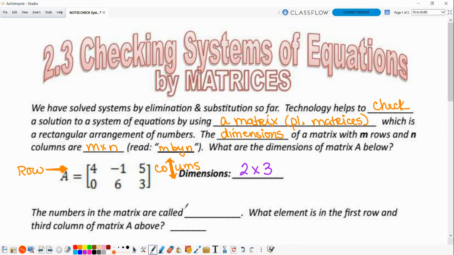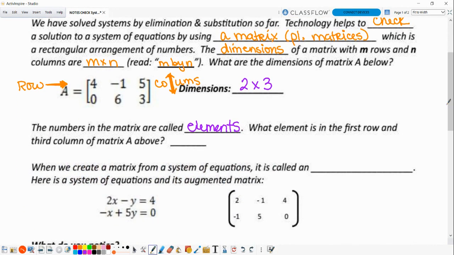The numbers in the matrix, so all of these right here, there are 6 total in this matrix, are called elements. Okay, so the elements are what's in the matrix. So there are 6 elements for this matrix. What element is in the first row and third column? So our third column would be this column. So first row, third column would be 5. 5 would be the element that's in the first row and the third column.